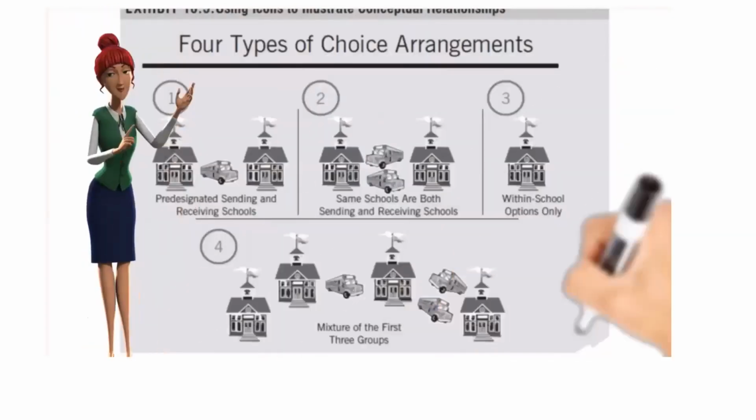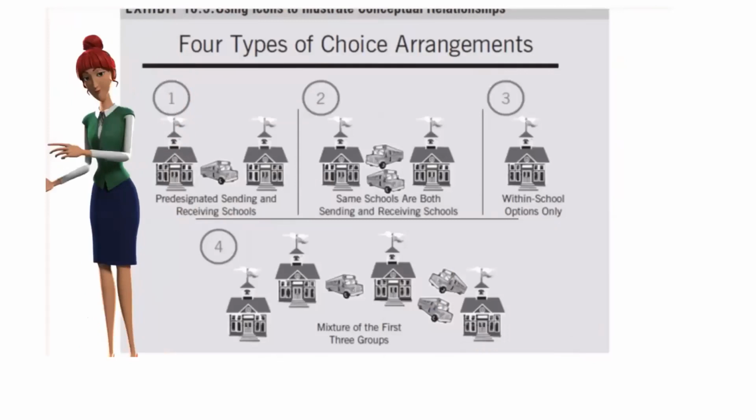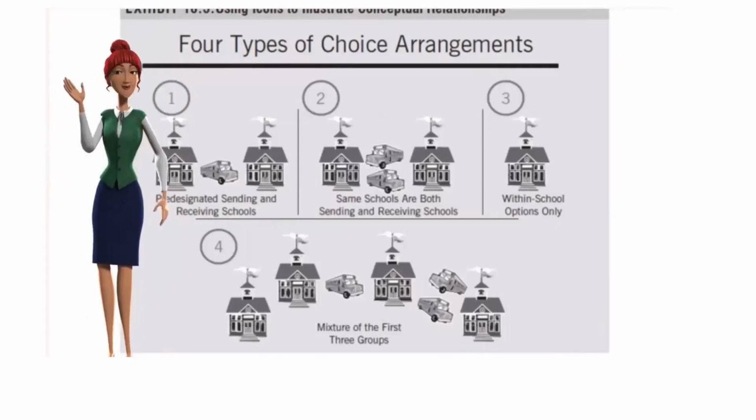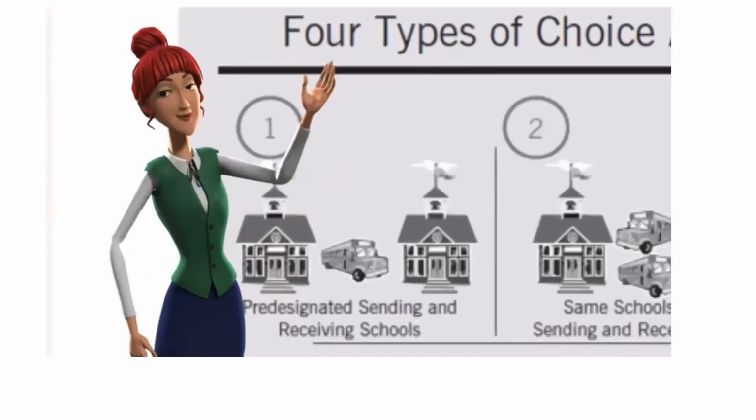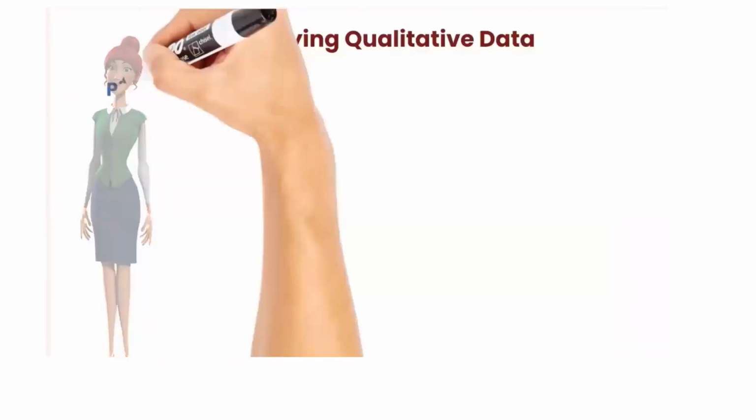This diagram shows 4 types of respondents' choices about school bus. The author used different icons here to make it interesting and understandable.